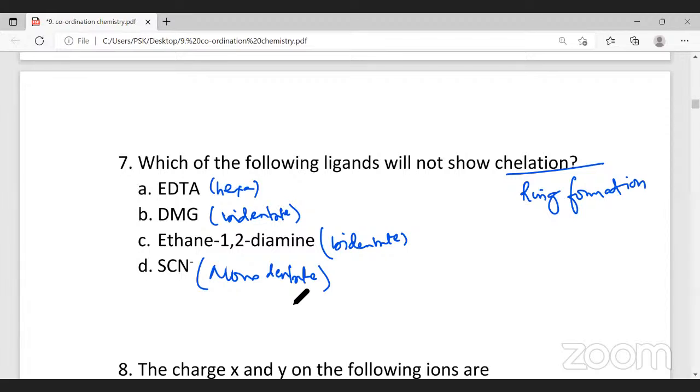So option D. Option D is a monodentate ligand. Yes, it is not a chelating ligand. So this is a monodentate ligand, thiocyanato. It will not form a ring. Therefore, it is not a chelating ligand.